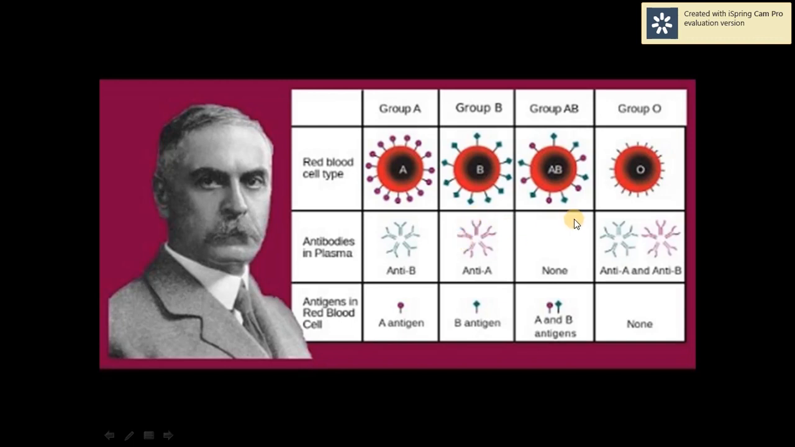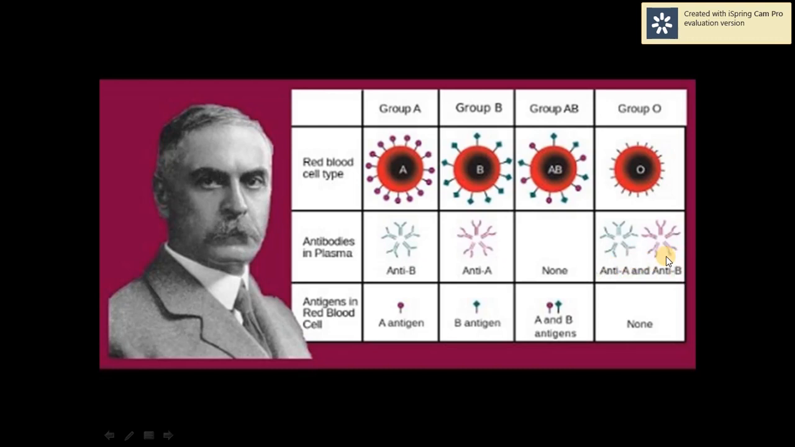Alright, and whereas in group A and B, you can see that both are present. So the plasma had no antibodies. No antibodies were present in case of them. Whereas in case of a blood group O, antibody A and antibody B, both were present.